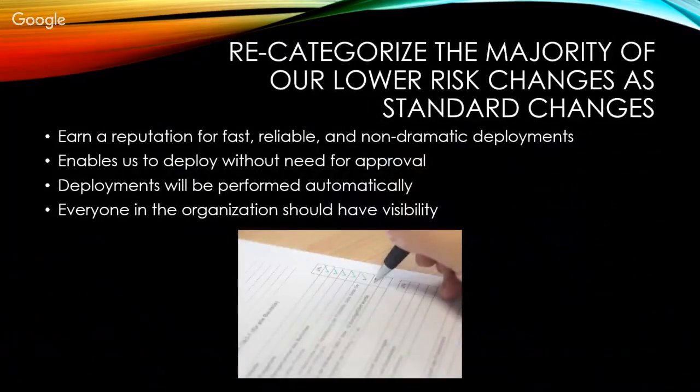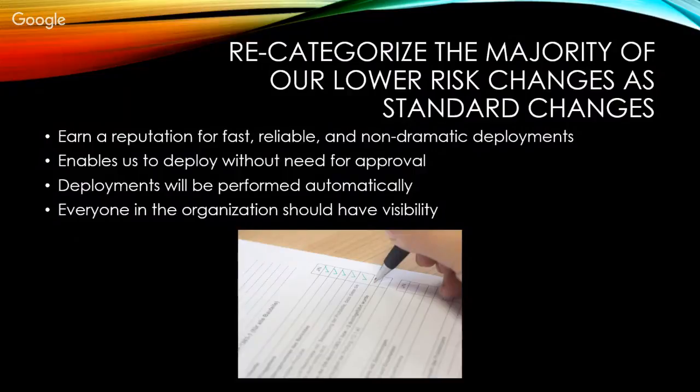Recategorize the majority of our lower risk changes as standard changes. Ideally, by having a reliable deployment pipeline in place, we will have already earned a reputation for fast, reliable, and non-dramatic deployments. At this point, we should seek to gain agreement from operations and the relevant change authorities that our changes have been demonstrated to be low risk enough to be defined as standard changes.